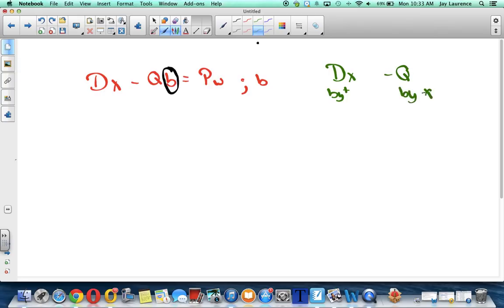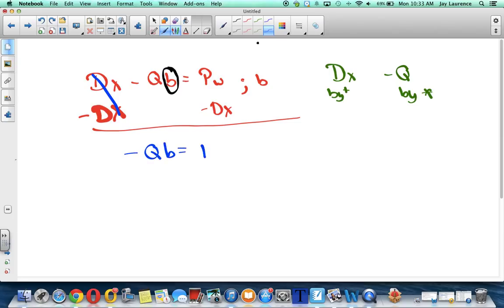By multiplication. Order of operations is going to tell me to get rid of the dx first, so I'm going to subtract dx from both sides. And when I do that, I'm going to get a negative qb, which is going to be pw minus dx. And then I'm going to divide by this negative q. But I'm going to be careful to do it in all 3 places.